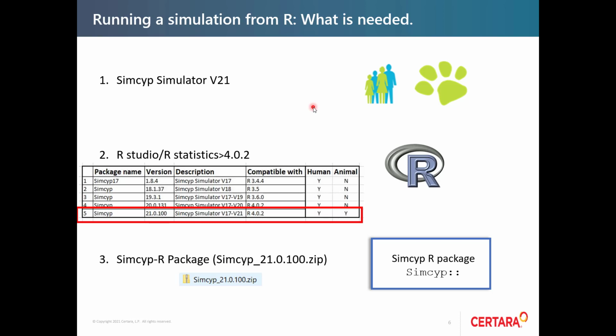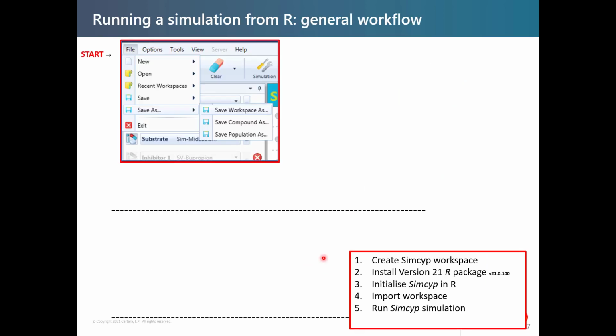Okay, so what is needed in order to run a Simcyp-R script? The first thing you need to do is to make sure that you have Simcyp Simulator version 21 installed on your local machine. Then you also need to install R statistics, at least version 4.0.2. And then finally, you need to install the Simcyp-R package. The package name for this is Simcyp 21.0.100, and this is a zip file. Once you've done that, you can now start to write your Simcyp-R script.